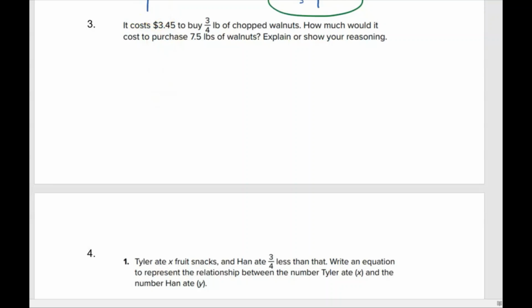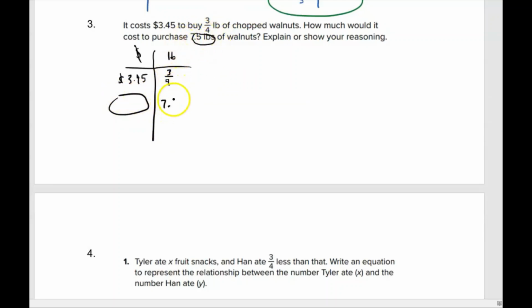Okay, I'm going to use a mental math trick here that is going to make this a lot easier, but again, I'm comparing two things. In this problem, I'm comparing the cost to the pounds of chopped walnuts. So I'm going to just abbreviate pounds as LB. And I know it's $3.45 for 3/4 of a pound. And it wants to know how much would it cost for 7.5 pounds.